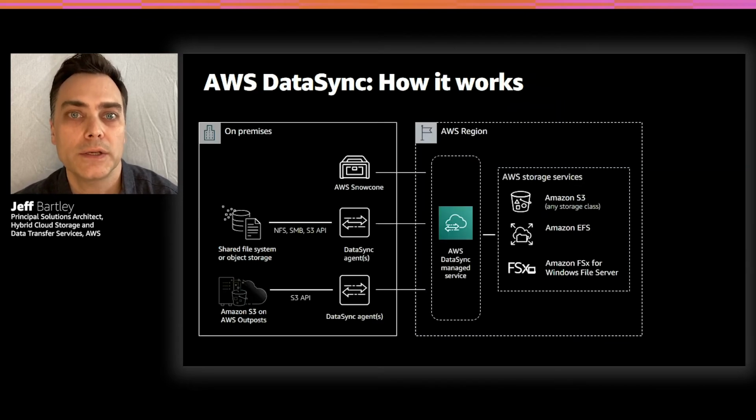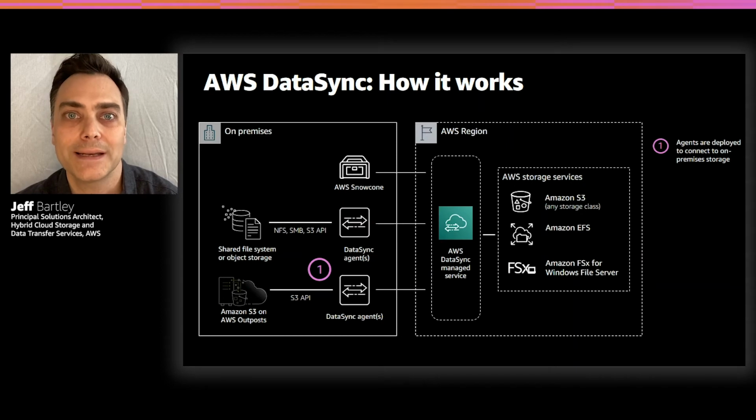So how do you actually use DataSync? If you're using DataSync on premises, the first step is that you deploy your agent. And an agent can be deployed in your data center in a virtual machine environment. We support VMware, Hyper-V, or KVM. And then that agent communicates with your on-premises storage through the NFS, SMB, or S3 API if you have object storage that supports that protocol.